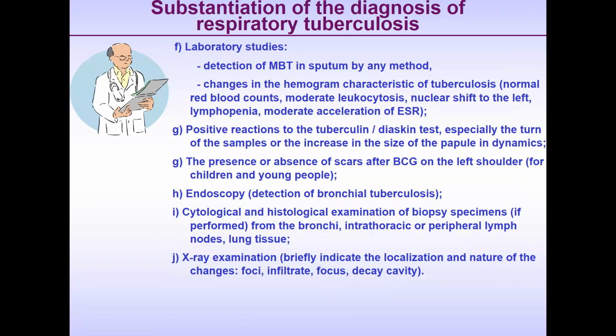Laboratory studies: detection of MBT, change in the hemogram characteristic of tuberculosis, positive reaction to the tuberculin or Diaskin test, the presence or absence of the scar after BCG on the left shoulder, endoscopy, cytological and histological examination of biopsy, and specific X-ray examination.